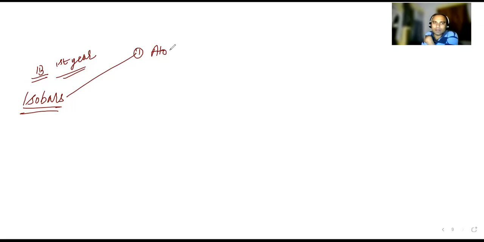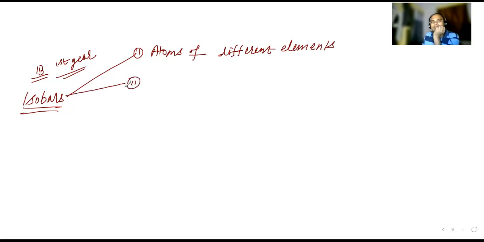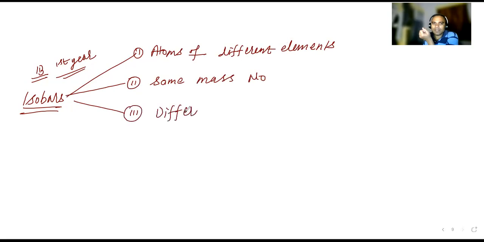So that is atoms of what? Different elements. Atoms of different elements. Point number 2. What is the point number 2? Same mass number. Here is mass number. Third point: different atomic number. See? Different atomic number.